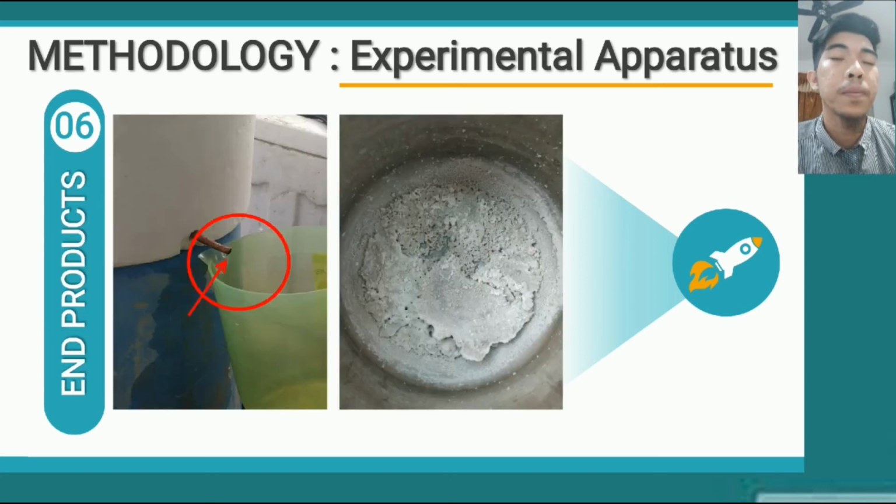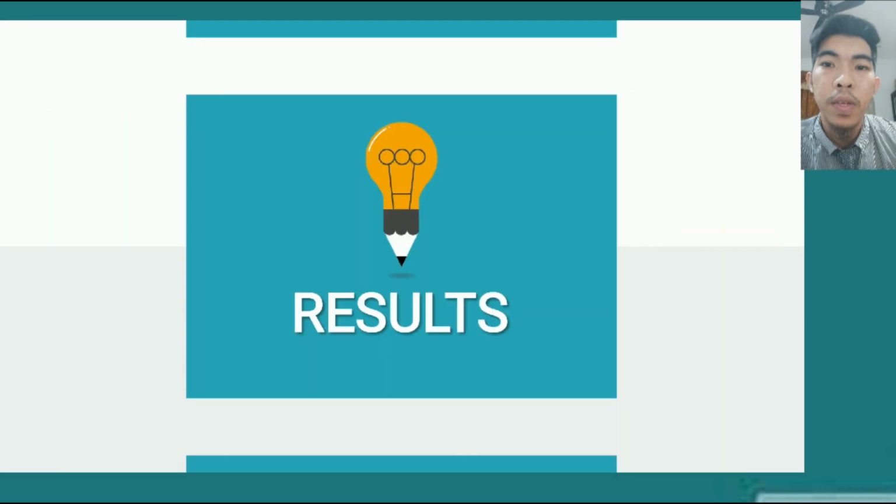As you can see in the figure, the fresh water is produced through the copper tube, and the salt is left behind in the pressure cooker after the end of the experiment. Then we go through the results.